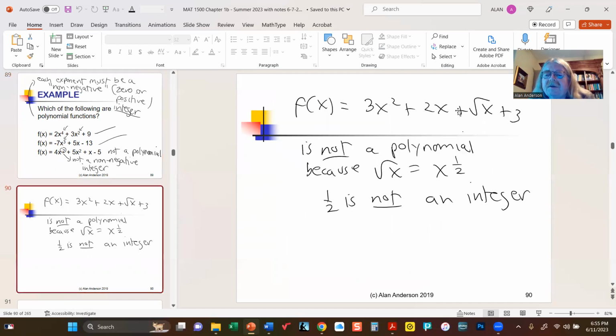Here's another example I made up last time. You can see that, again, all the terms but one are fine. The one that's not fine is this radical x, because if you recall, radical x is the same thing as x to the 1/2 power, and obviously 1/2 is not an integer. Therefore, this is not a polynomial.